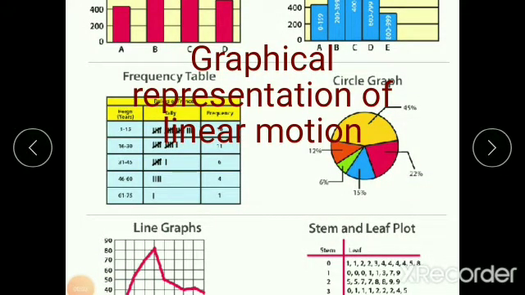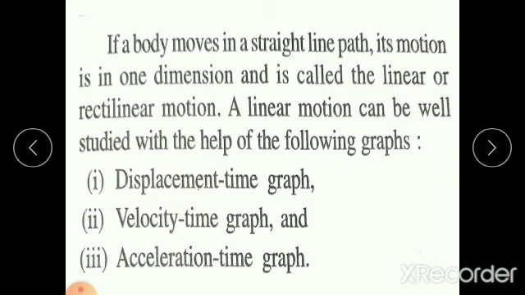In the previous classes we have seen distance, displacement, speed, velocity and acceleration, right? So in today's class we are going to see graphical representation of linear motion. Okay? If a body moves in a straight line path, its motion is in one dimension. You know what a one dimensional motion is? If it is moving in a straight line, we call it a one dimensional motion, or linear or rectilinear motion. So a linear motion can be well studied with the help of the following graphs. First one, displacement time graph, velocity time graph and acceleration time graph.